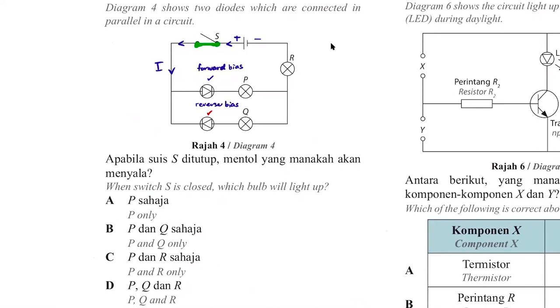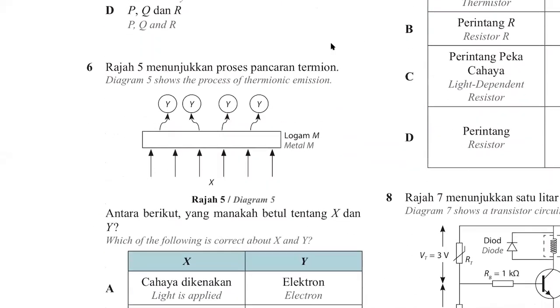Okay, let's check the answer. Okay, yes. The answer is C. Only P and R will be able to light up because of the connection of the LED is correct. Alright. So itu current hanya boleh flowing through this one. Okay, and then back to the negative terminal. Alright. Okay, next. Question number six.